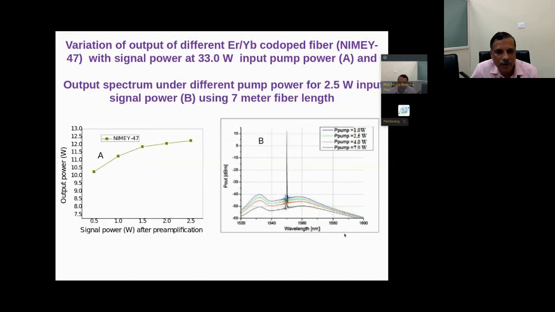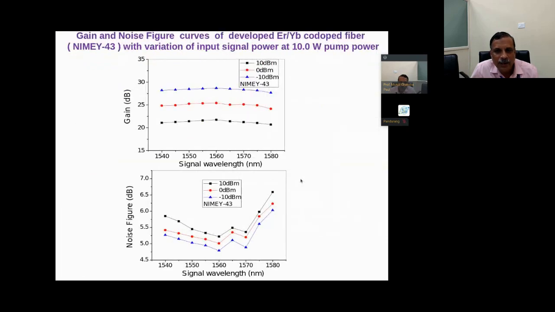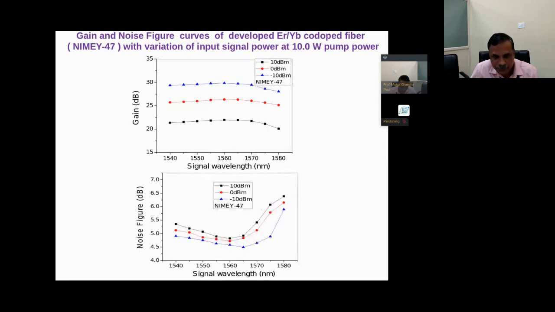And for another similar fiber, we also measured the output power with variation of the signal power from 0.5 to 2.5 watt, and also measured the lasing of the output power, and the gain with respect to signal power, with variation of the signal power from minus 10 to plus 10. We also measured the noise figure. The noise figure is less than 5 for some of the fibers, and we have achieved a gain of around 28 to 29. This is also another fiber.